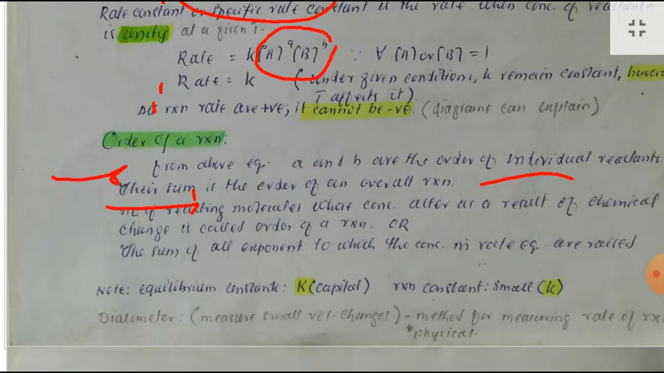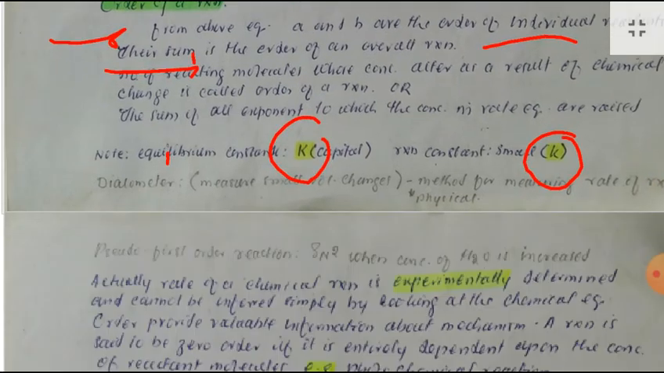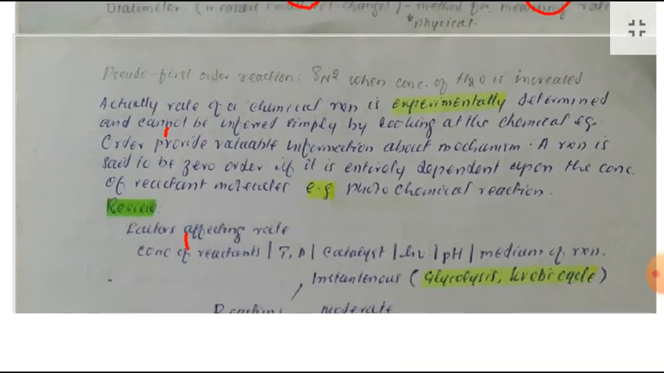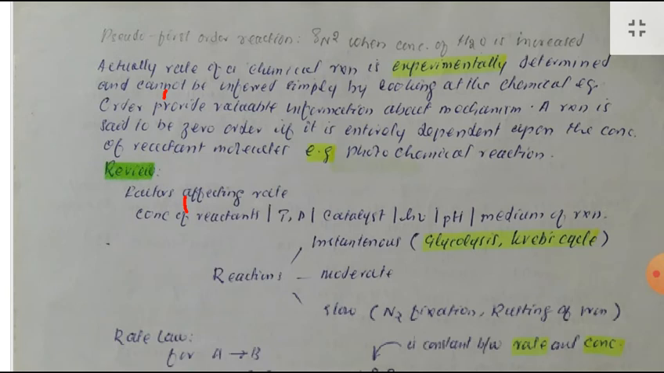We shouldn't confuse small k with big or capital K. Capital K reflects the equilibrium constant, whereas small k tells us about the rate constant. Now let's move towards the next segment. As far as the rate of a chemical reaction is concerned, it is an experimentally determined quantity.